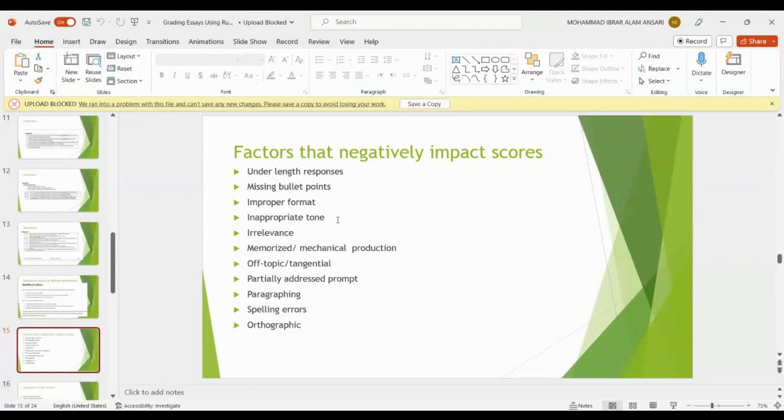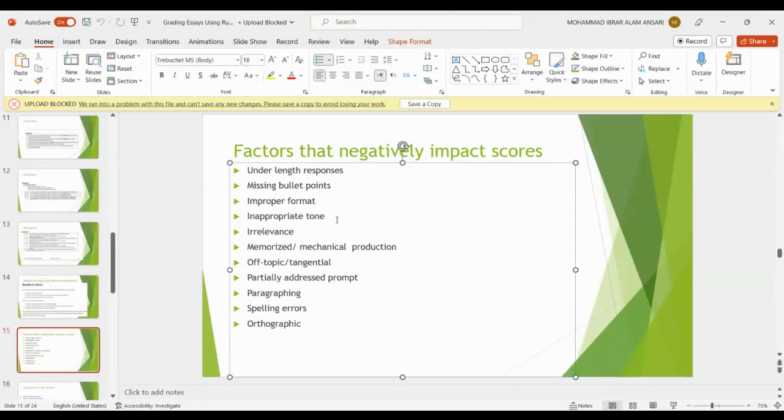Or sometimes improper tone. They do not stick to formal language, or they use maybe spoken English while writing essays. Sometimes they write a lot, but they do not make sense. They're irrelevant. They're not pertinent to the topic.